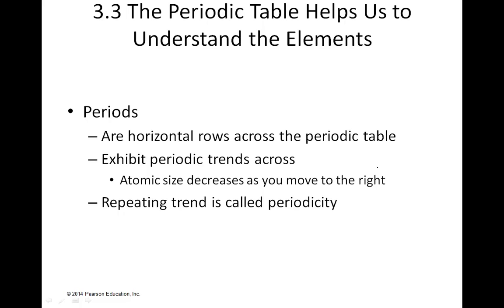All right, to recap, periods are horizontal rows across the periodic table. The trends that exist typically change as you move from left to right. For instance, atomic size decreases as you move to the right.